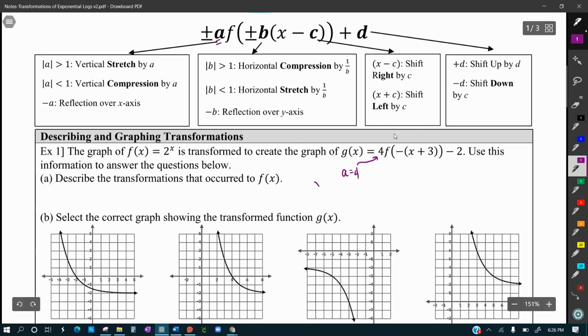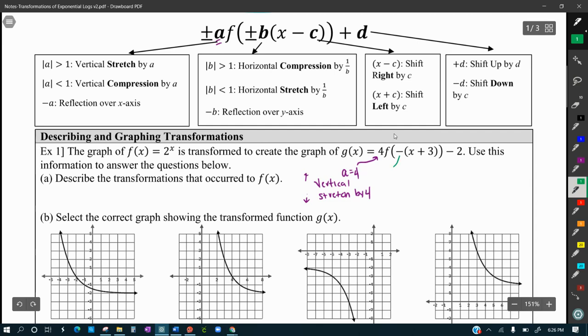So what that does is that creates a vertical stretch by 4 because 4 is larger than 1. So this has been vertically stretched by a factor of 4. So my graph is going to be taller this way. It's going to be pulled up and down vertically.